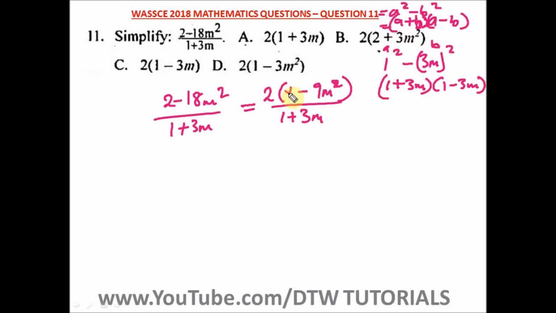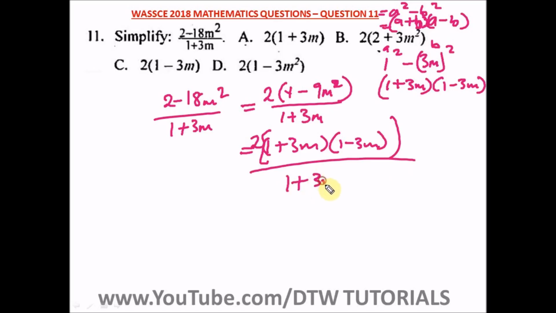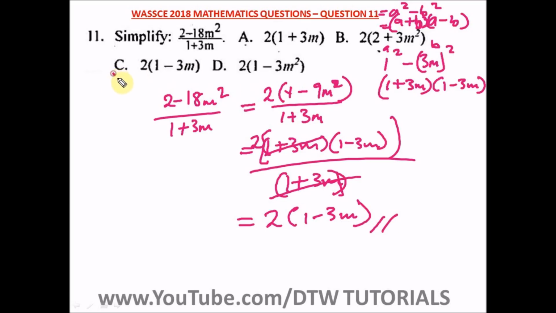So 1 minus 9m squared will give us this. Don't forget our 2 here: 2 brackets 1 plus 3m, brackets 1 minus 3m, divided by 1 plus 3m. From here, all we are trying to do is cancel out our denominator. We are told to simplify, so we cancel this, and we're left with 2 bracket 1 minus 3m. We can't simplify this further; the only thing to do is open the bracket. When we open the bracket, we don't find our answer here, but we find this answer in the options. So this is our answer, and our right option here is option C.